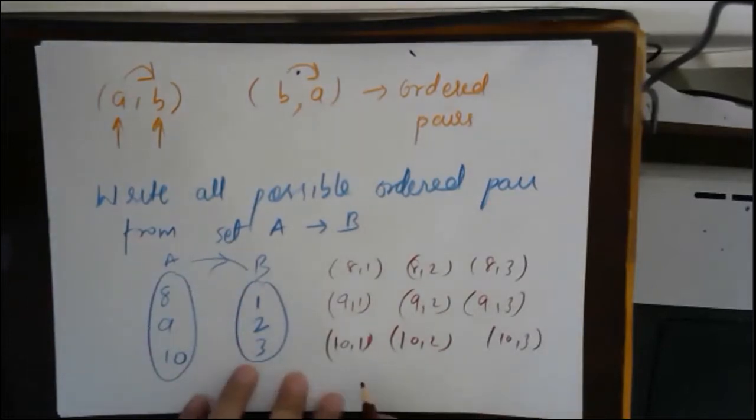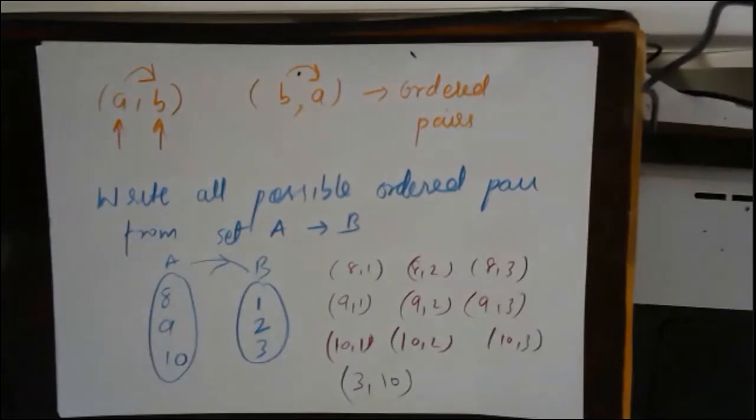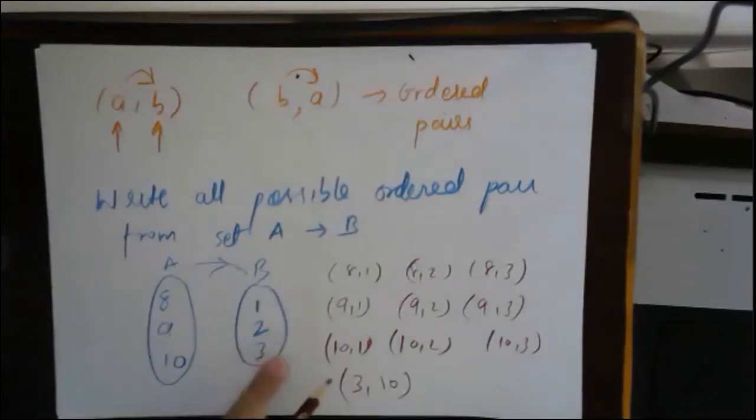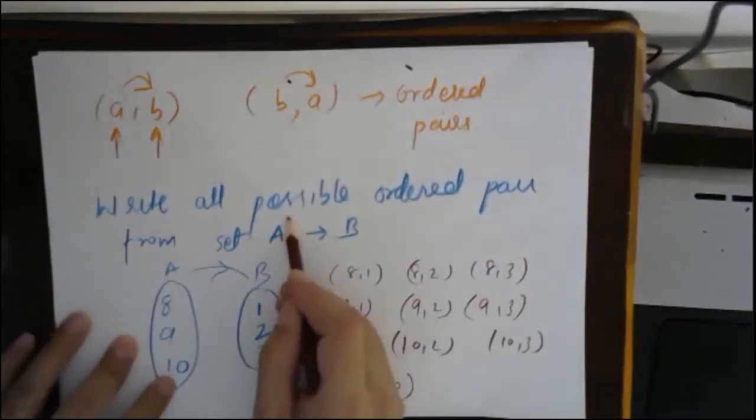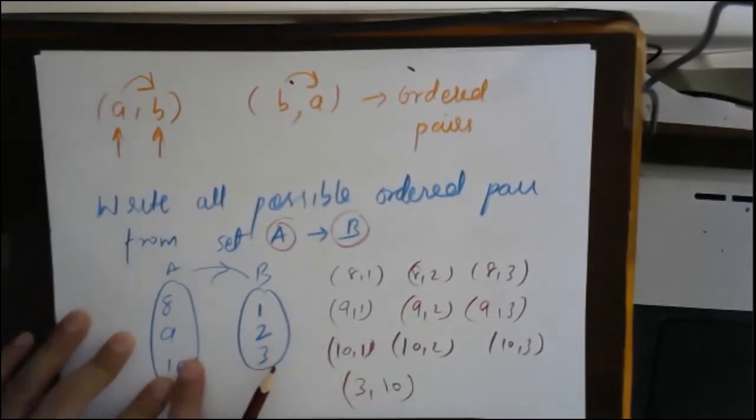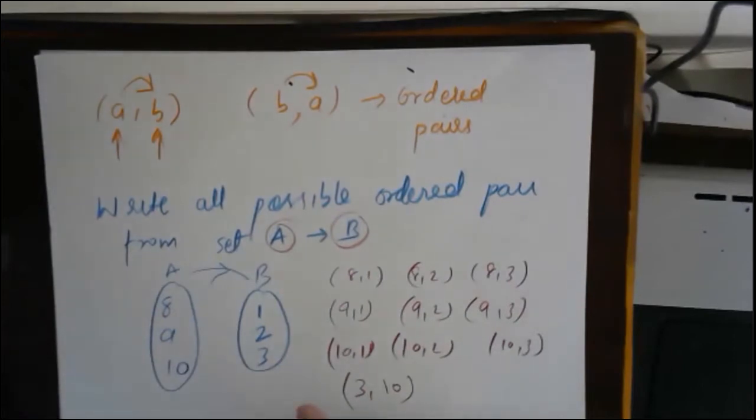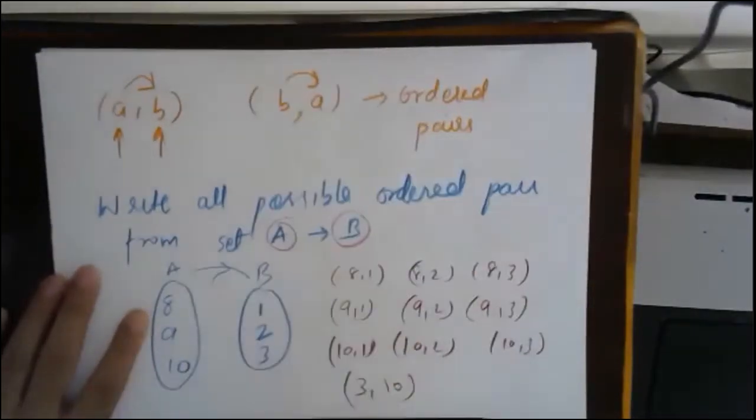Now tell me, will this kind of ordered pair also lie in this set? Why can it not lie? Because this is from B to A, but what I am asking is from A to B. Everybody understood? Very good. Someone said the link is improper. Very good. Here the link is from A to B, and this is from B to A. This 3 is from set B and 10 is from set A. Fine, this is okay.